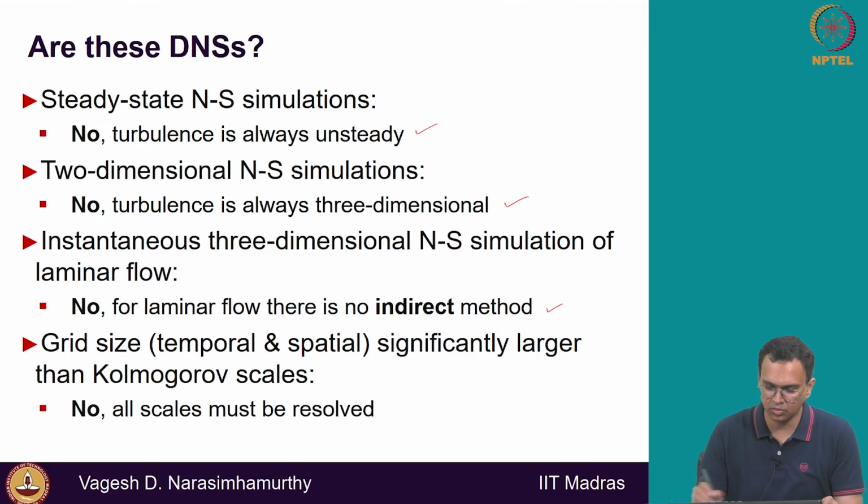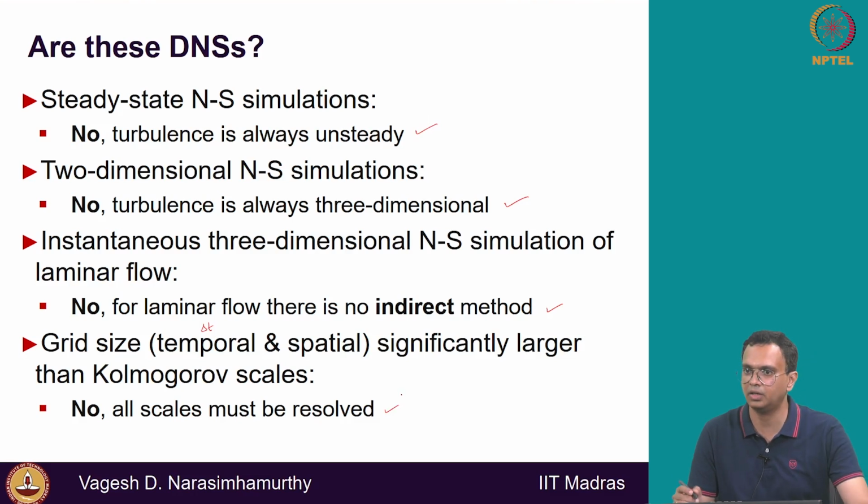Okay. And also, if your grid size, both temporal and spatial, temporal means delta t, the time step here, spatial is delta x, delta y, delta z, if that is significantly larger than Kolmogorov microscales, then obviously you are not resolving all the eddies, all the scales of turbulence. Again, you should not call it DNS. Right? So these are the pointers when we call it DNS. If you are doing DNS, you must be aware of this, that you must make sure that you are resolving all the scales, use the full Navier-Stokes equation, and prove that it is DNS.